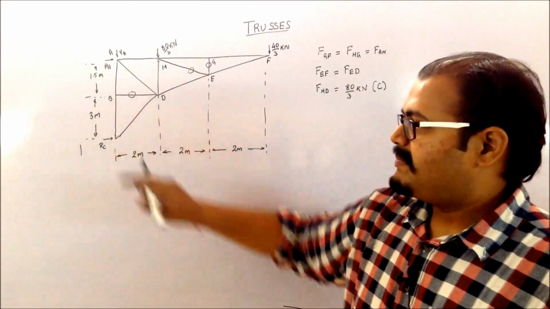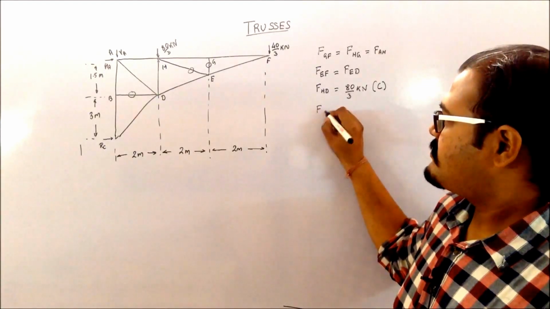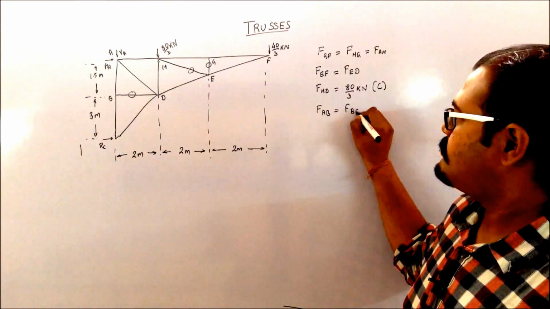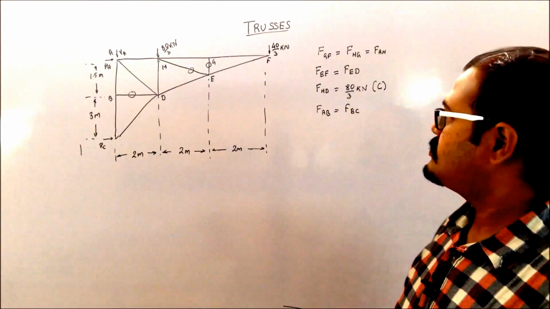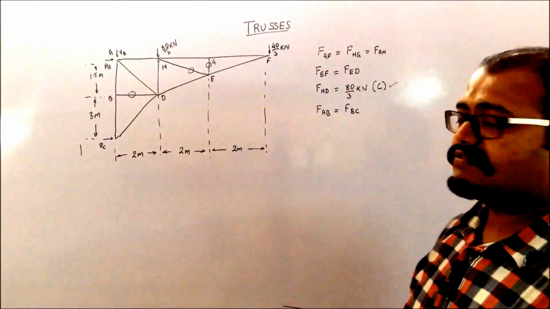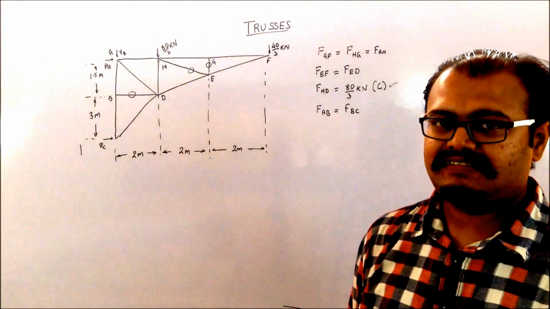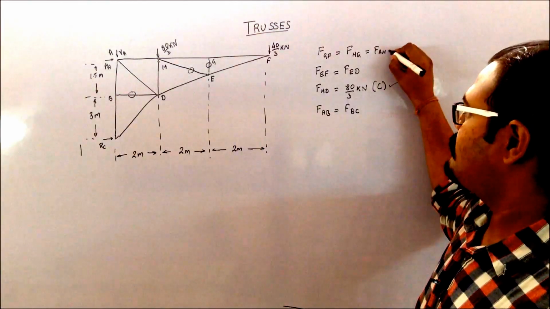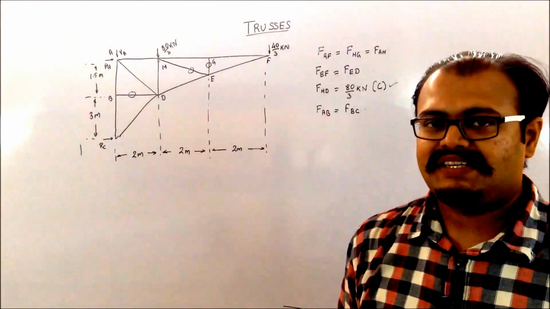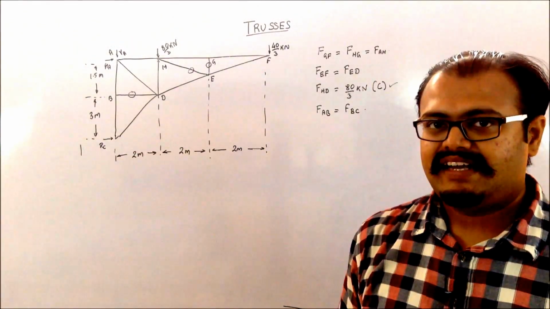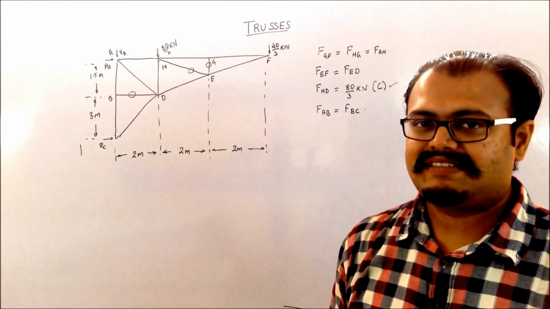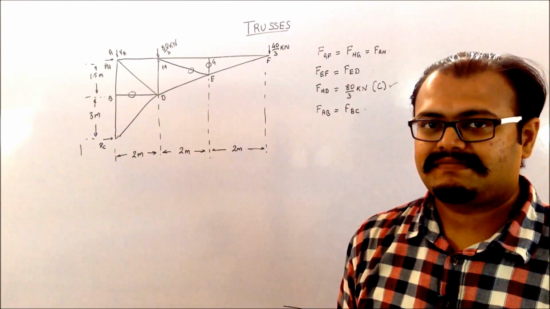When you come to point B, you will be getting FAB will be equal to FBC. So because of this zero force member itself, you have got one of the forces right there itself, and if you just calculate one of these, you will be getting the other easily. So your calculation process has reduced, and the number of steps are also reduced by doing a simple analysis, which is my zero force member analysis.